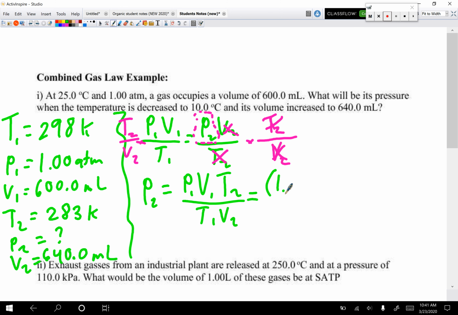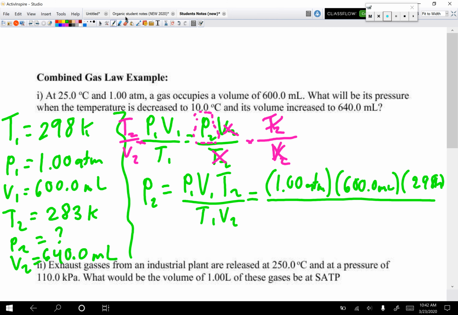So our pressure, 1.00 atmospheres, V1 is 600.0 milliliters, T1 298 Kelvin. Or sorry, that's supposed to be T2. So that's why you should always read very carefully so you don't make that mistake. So T2 is 283 Kelvin. We have T1, that's our 298 Kelvin. And finally, V2, which is 640.0 milliliters. And P2 is equal to.